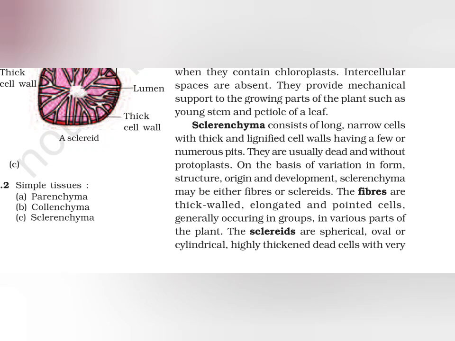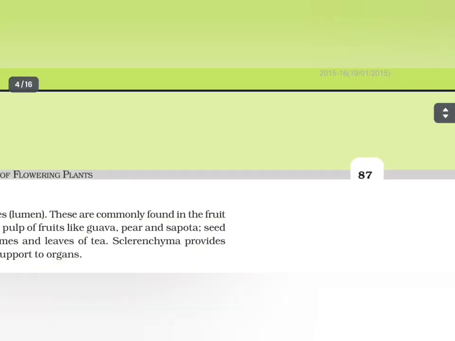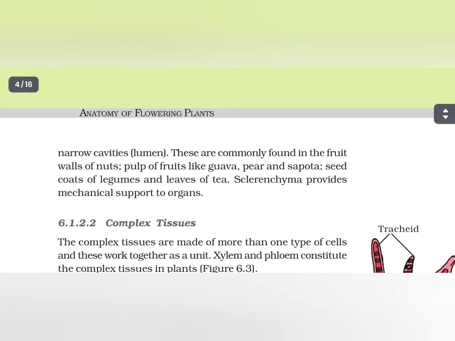The sclereids are spherical, oval, or cylindrical, highly thickened dead cells with very narrow cavities or lumens. These are commonly found in the fruit walls of nuts, pulp of fruits like guava, pear, and sapota, seed coats of legumes, and leaves of tea. Sclerenchyma provide mechanical support to organs.